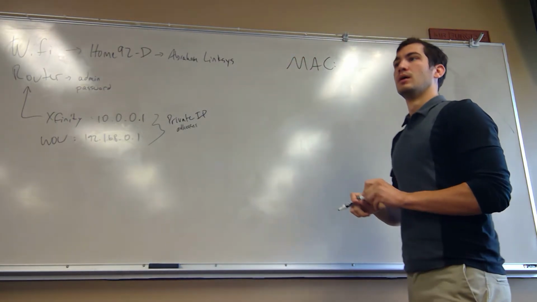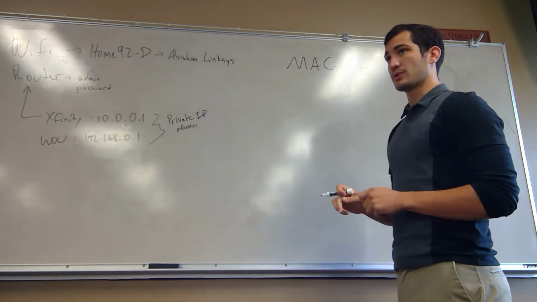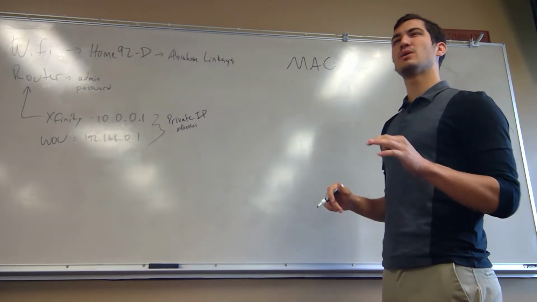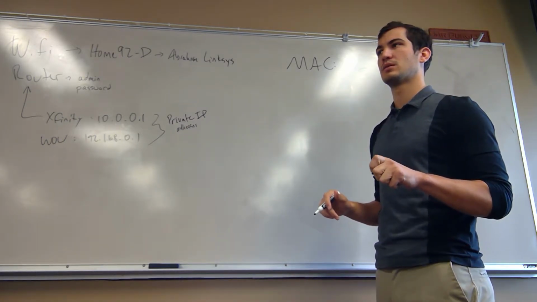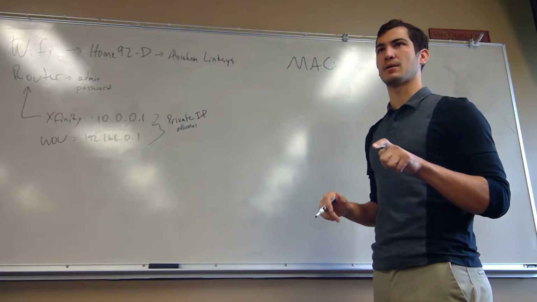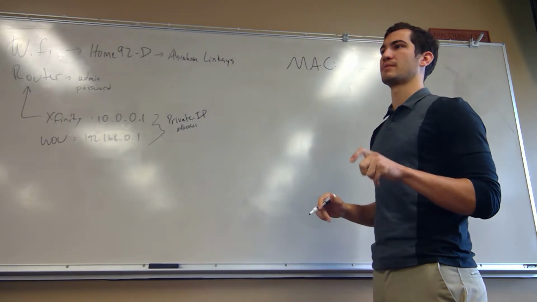Media access controller. Yeah, and it's always a hexadecimal. Did we go over hexadecimal yet? Kind of. We went over binary, right? Hexadecimal is 1 through 9, then A through F.